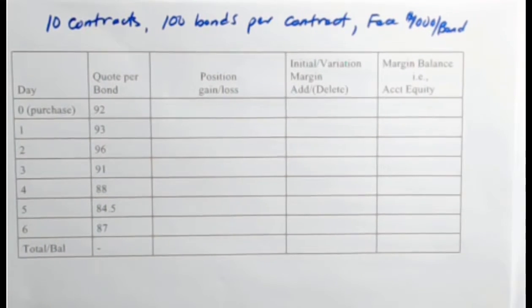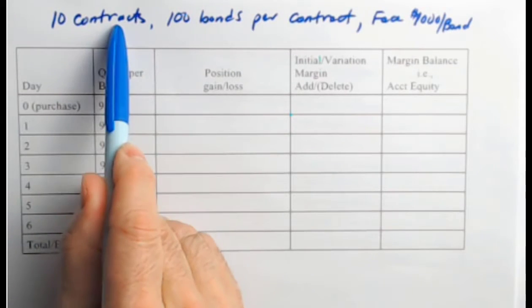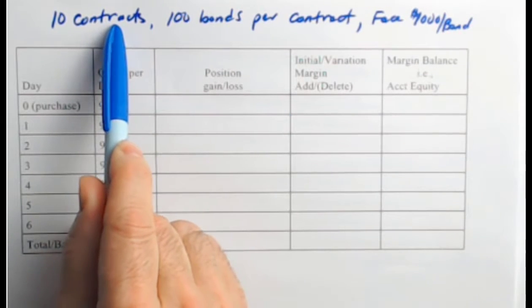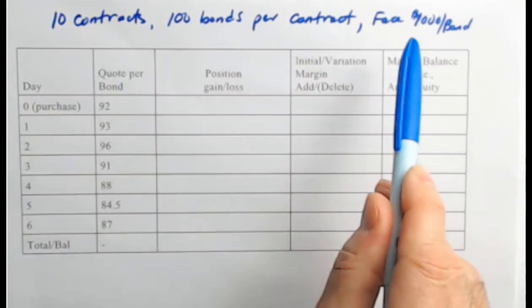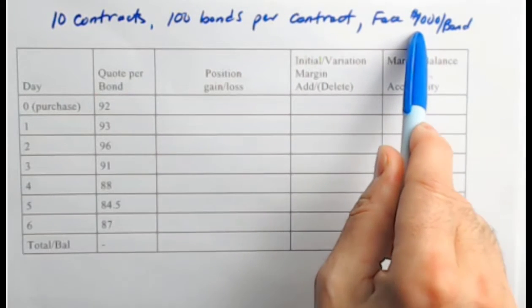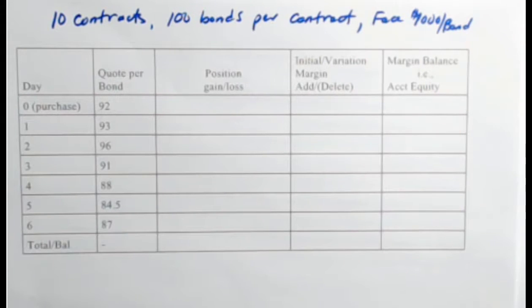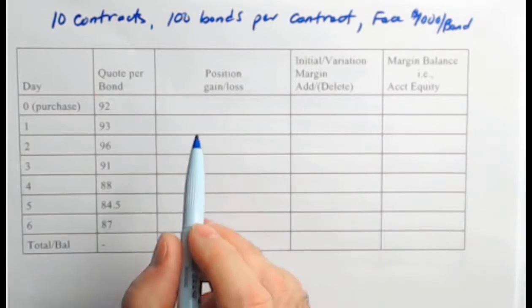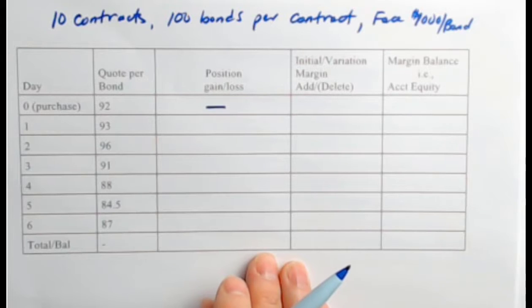So let me go through and explain with the example. Now recall, we have 10 Treasury bond futures contracts. Each contract does 100 bonds, and the face value of a bond is $1,000. Okay, so let's look at day 0. Day 0 is when we enter the transaction. We're going to assume we enter the transaction at the end of the day, so there's no gain or loss.